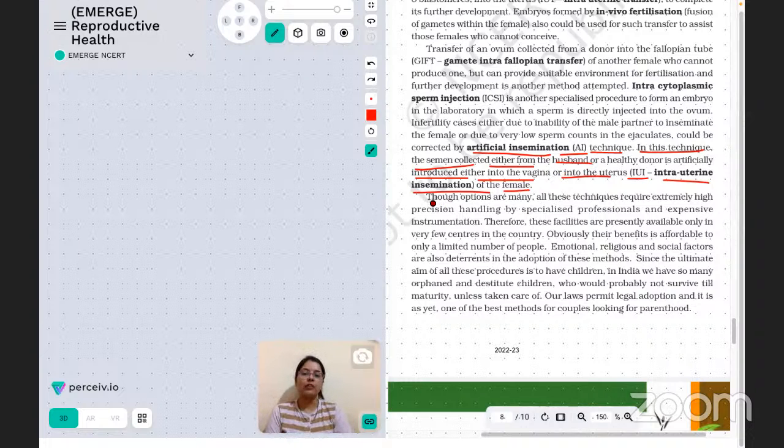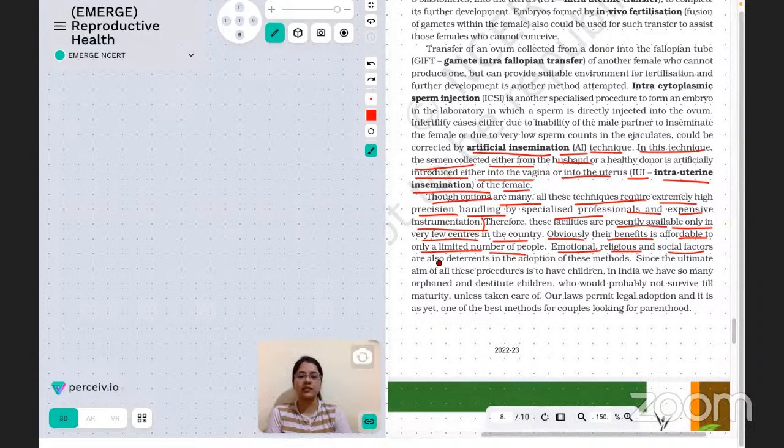ठीक है? Now, though options are many, all these techniques require extremely high precision handling by specialized professionals and expensive instrumentation. ये सारे जो टेक्निक्स हैं, ये बहुत ही हाईली एक्सपेंसिव होते हैं एंड स्पेशलाइज्ड डॉक्टर्स का रिक्वायरमेंट चाहते हैं. Therefore, these facilities are presently available only in very few centers in the country. Obviously, their benefits are affordable to only a limited number of people. Emotional, religious, and social factors are also deterrents in the adoption of these methods.